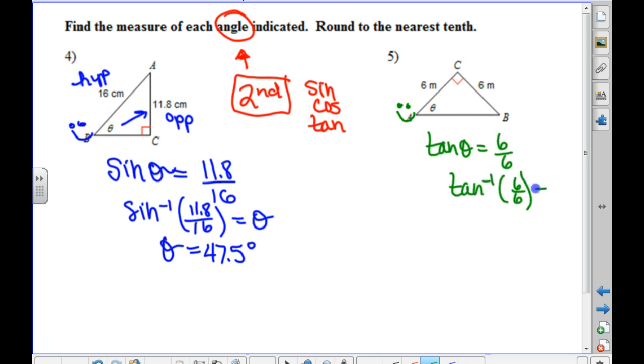Did somebody notice right away what was going on? If you have a 6 and a 6 and a 90, and those are the legs, it's an isosceles right triangle, so it's got to be 45. Okay, but it does work if you type this in. Everybody good?